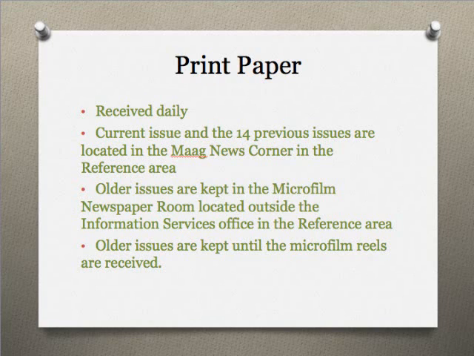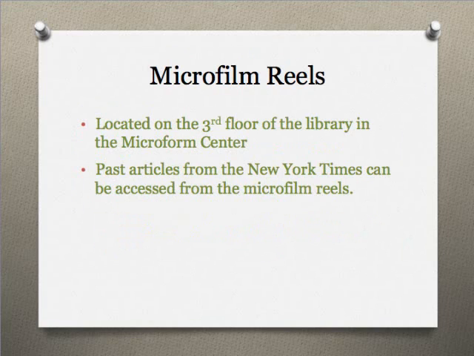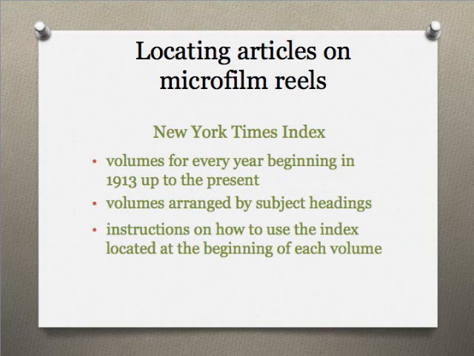Now let's take a look at the microfilm reels. Microfilm reels are located on the third floor of the library in the Microfilm Center. Past articles from the New York Times can be accessed using these reels. In order to locate New York Times articles from these reels, we start with the New York Times Index. This print index consists of volumes for every year beginning in 1913 up to the present.